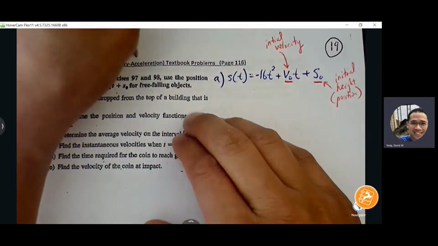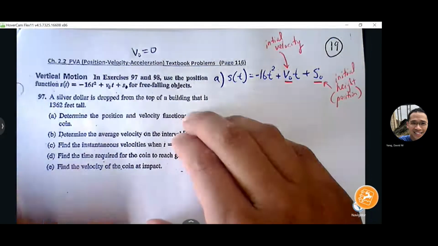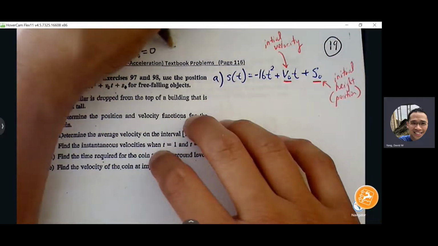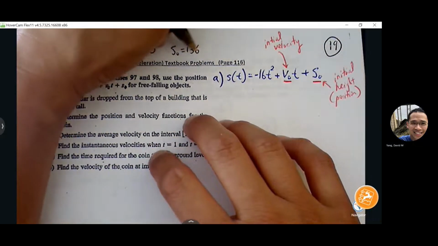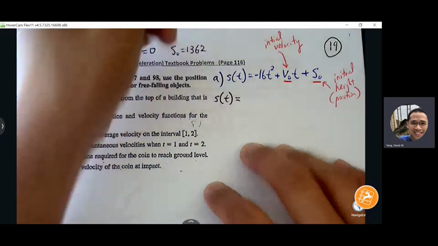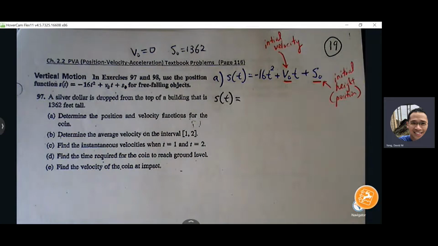So I'll put that up here. V sub 0 is 0. And then what's the initial height? Oh, 1362. Yeah, 1362. Okay, so now that will bring us to the specific problem that we're solving, or the specific height function that we're working with.